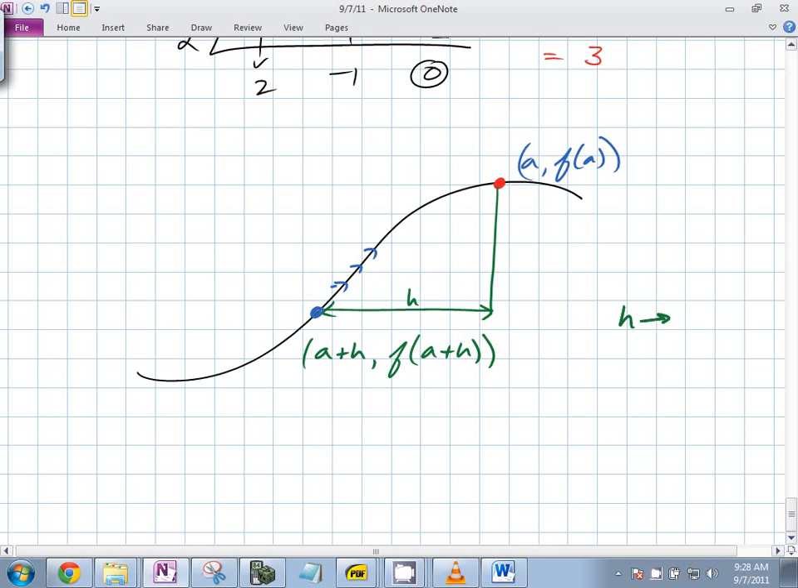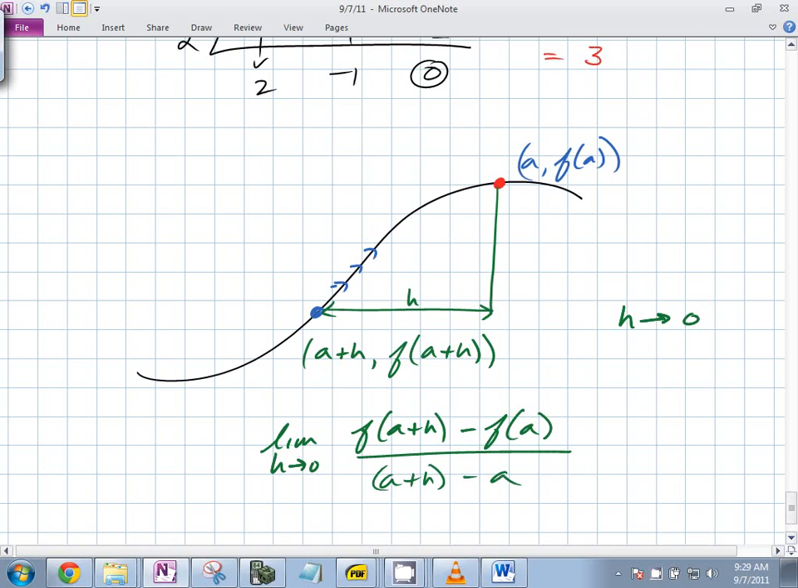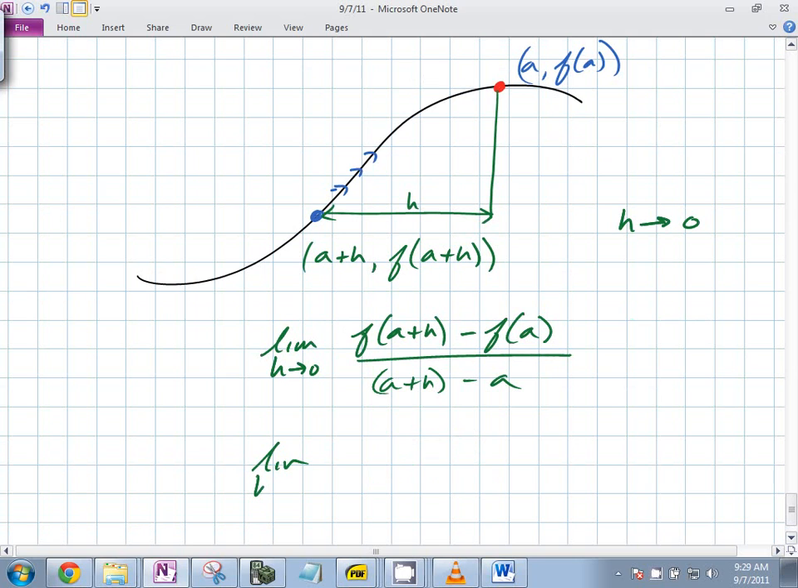All we're doing is writing the limit a different way. So we're looking at the limit as h goes to 0 of f of a plus h minus f of a all over what? What's the denominator going to be? It's h, because it's a plus h minus a. So what does this become? The limit as h goes to 0 of f of a plus h minus f of a all over h.